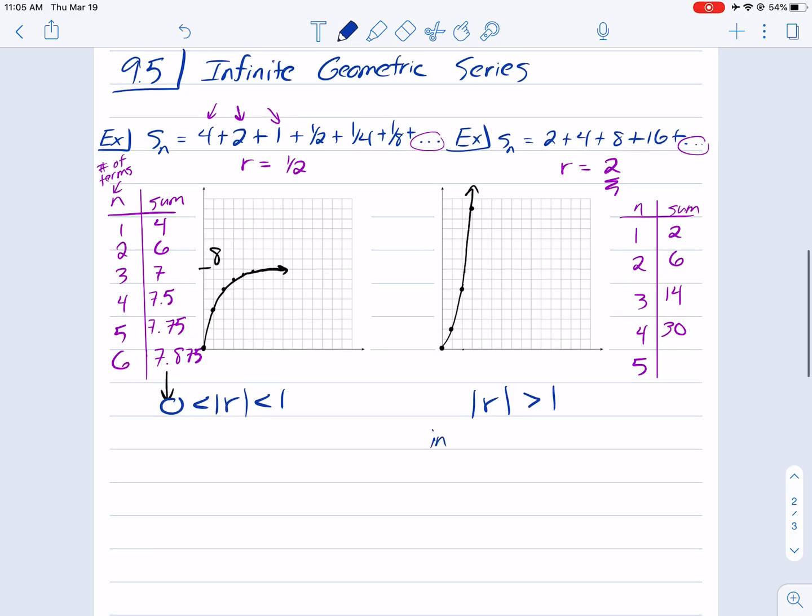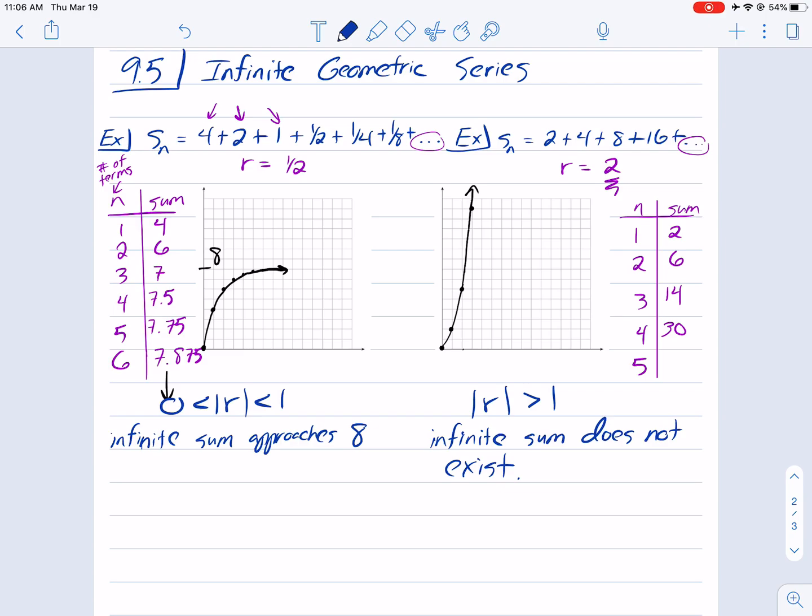So the infinite sum does not exist. It goes on forever. This example here on the left, it should be obvious that we're approaching this 8. So the infinite sum approaches 8. And we're going to talk about how you could find that infinite partial sum using a formula in a sec. 2 vocab words you want to be familiar with.